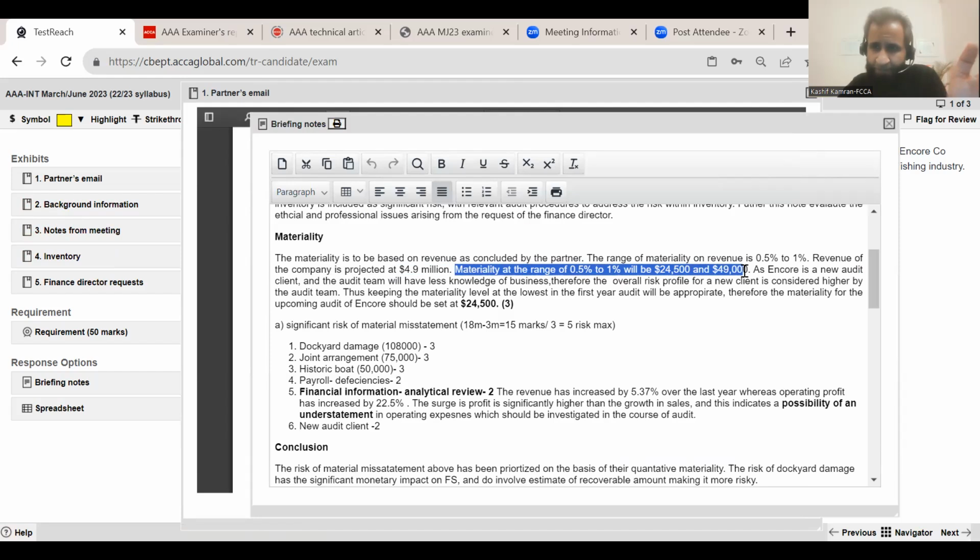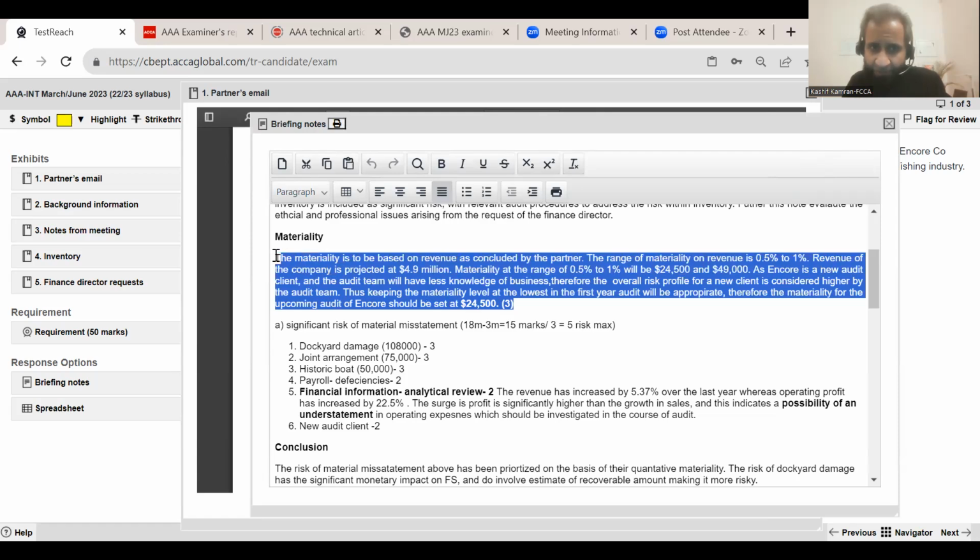That's from 0.5 to 1. As Encore is a new audit client, the audit team will have less knowledge of the business. Therefore, the overall risk profile for a new client is considered higher by the audit team, thus keeping the materiality level at $24,500, which is the lowest one. So on revenue, we either have 0.5 or 1. So it's a new client, so I'll keep it at 0.5 because I have less knowledge of the business.